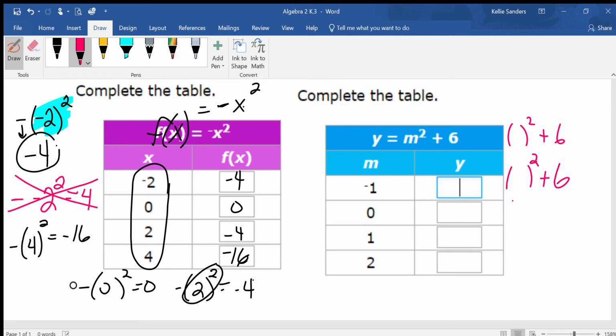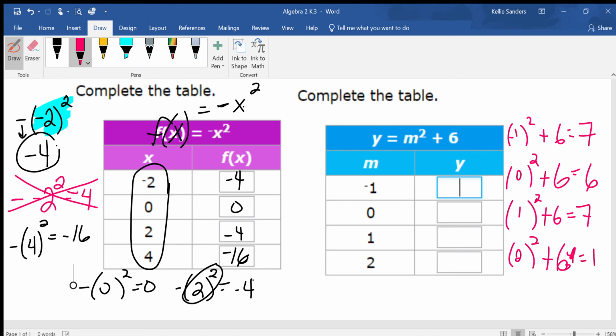I'm just going to write all of these down really quickly. We're going to put negative 1 in, we're going to put 0 in, we're going to put 1 in, we're going to put 2 in. And negative 1 times negative 1 is a positive 1, and positive 1 plus 6 is 7. 0 times 0 is 0, plus 6 is 6. 1 times 1 is 1, plus 6 is 7. And 2 times 2 is 4, plus 6 is 10. So it'd be 7, 6, 7, and 10.